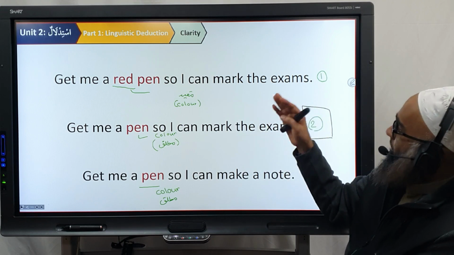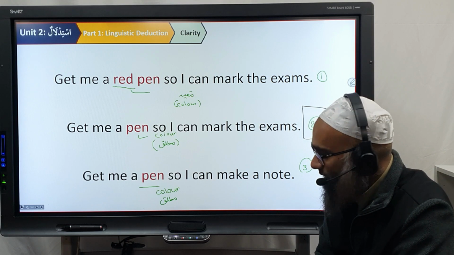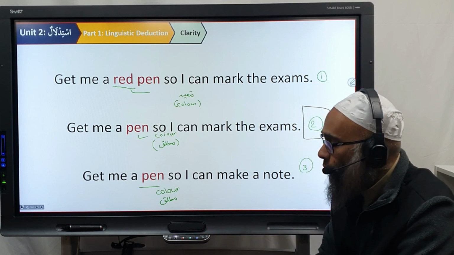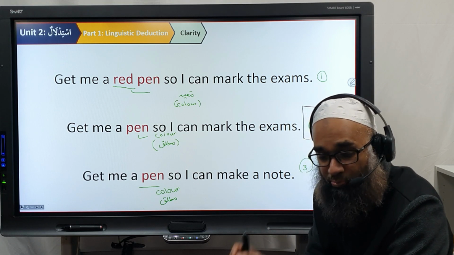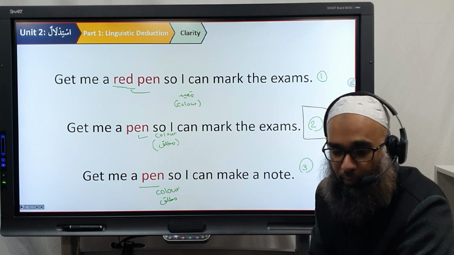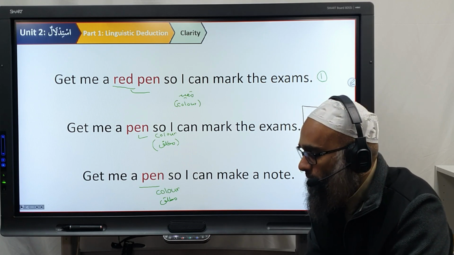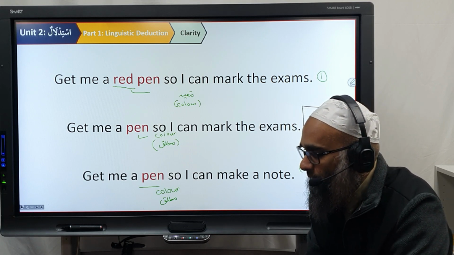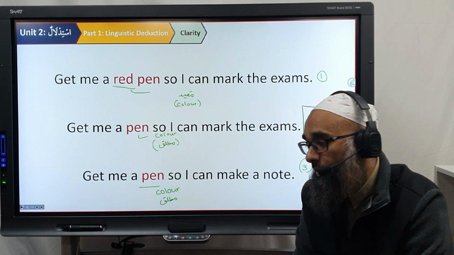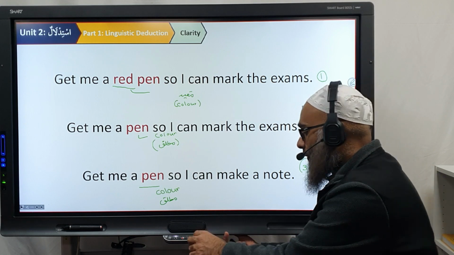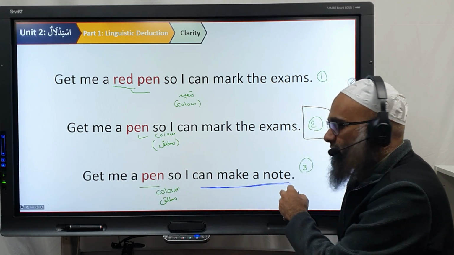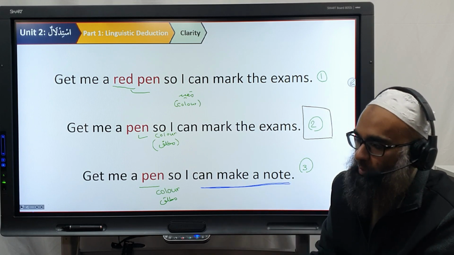Would you bring that qaid from number 1 over to number 3 and say, well, I need to make a note to get me a red pen? And you say, you must get the teacher a red pen here because he mentioned red pen in number 1. What would you say here? What's your opinion regarding it? Yeah, we said we wouldn't bring it over. Why? Because it's a different scenario. It's the same wording, get me a pen, but it's not talking about exams anymore. It's talking about what? Just making a note. So it's a different situation.